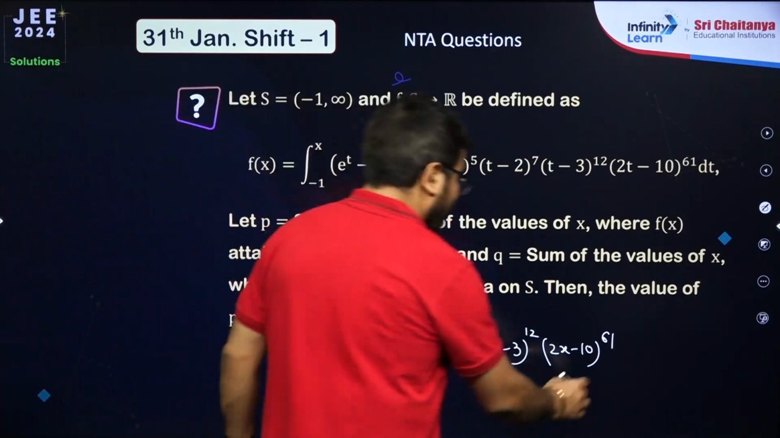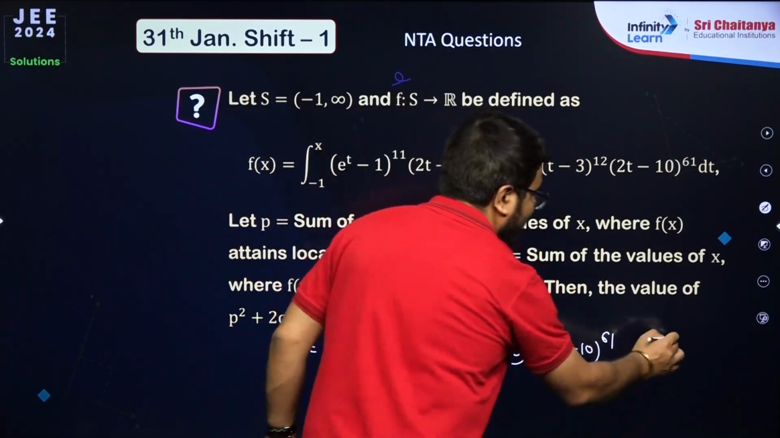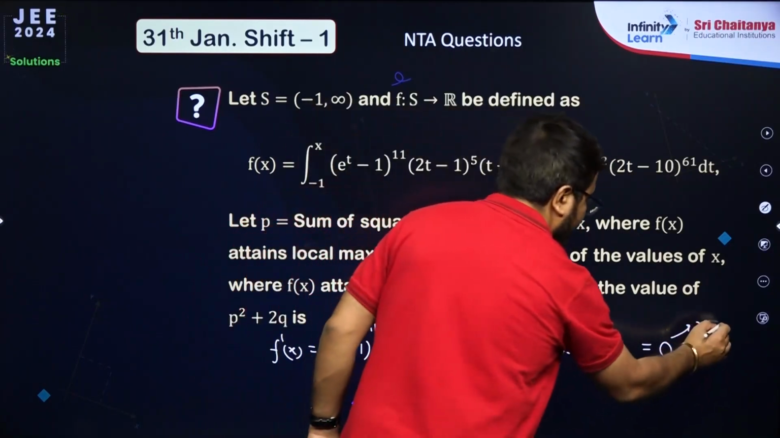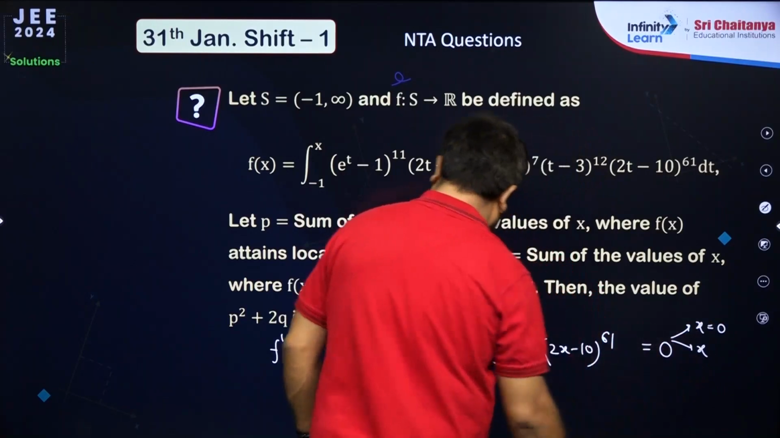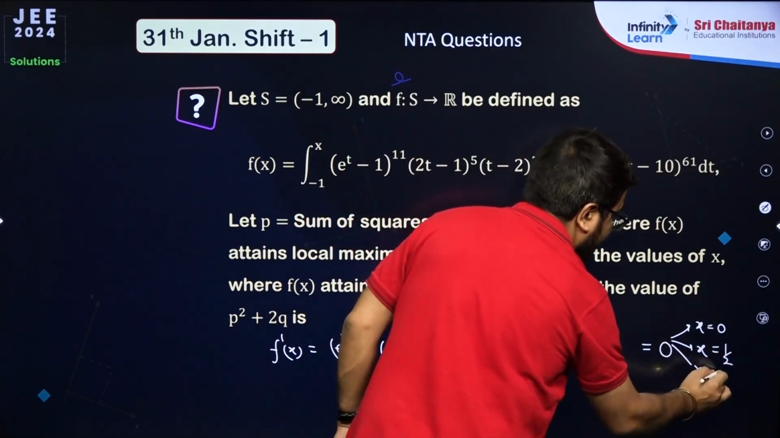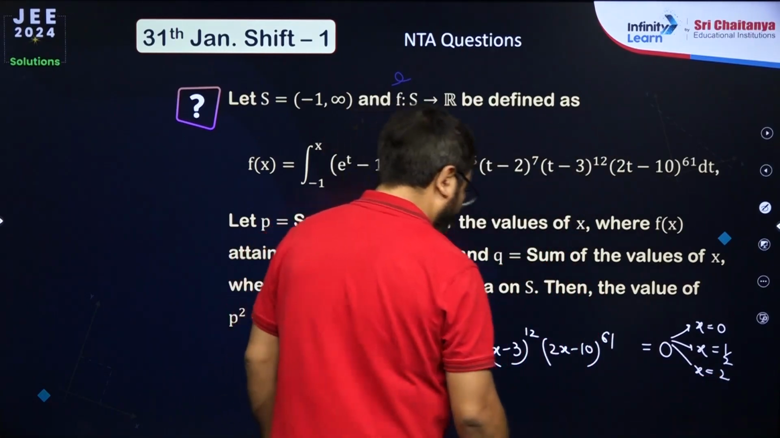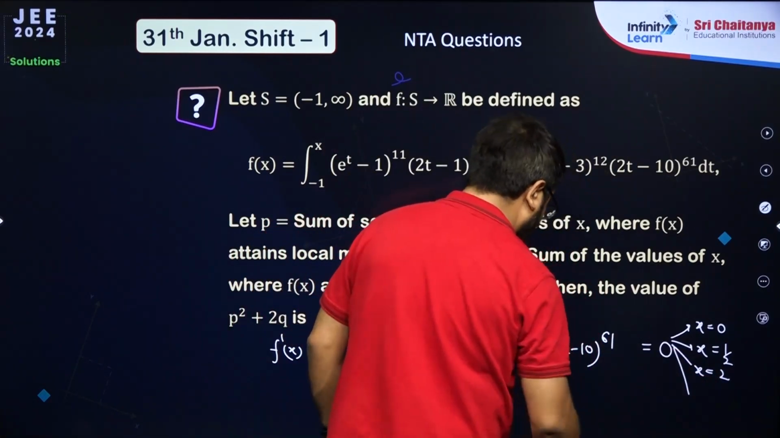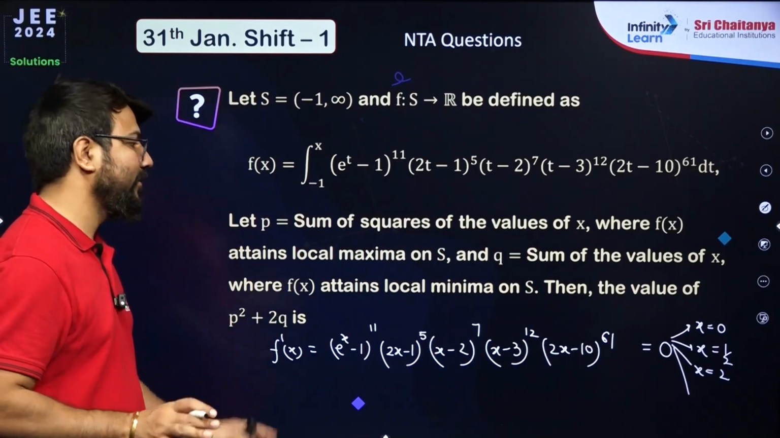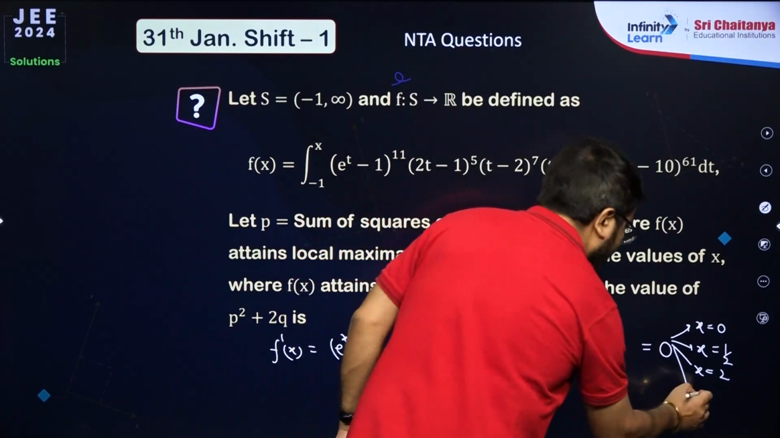If I make f dash 0, so what will be the values of x that would be coming? x will be first of all 0. Second factor will make half. Third factor will make 2. Fourth factor will make x is equals to 3. But neither maxima nor minima will exist at 3. So that is why I am not writing it. And this will make x is equals to 5.